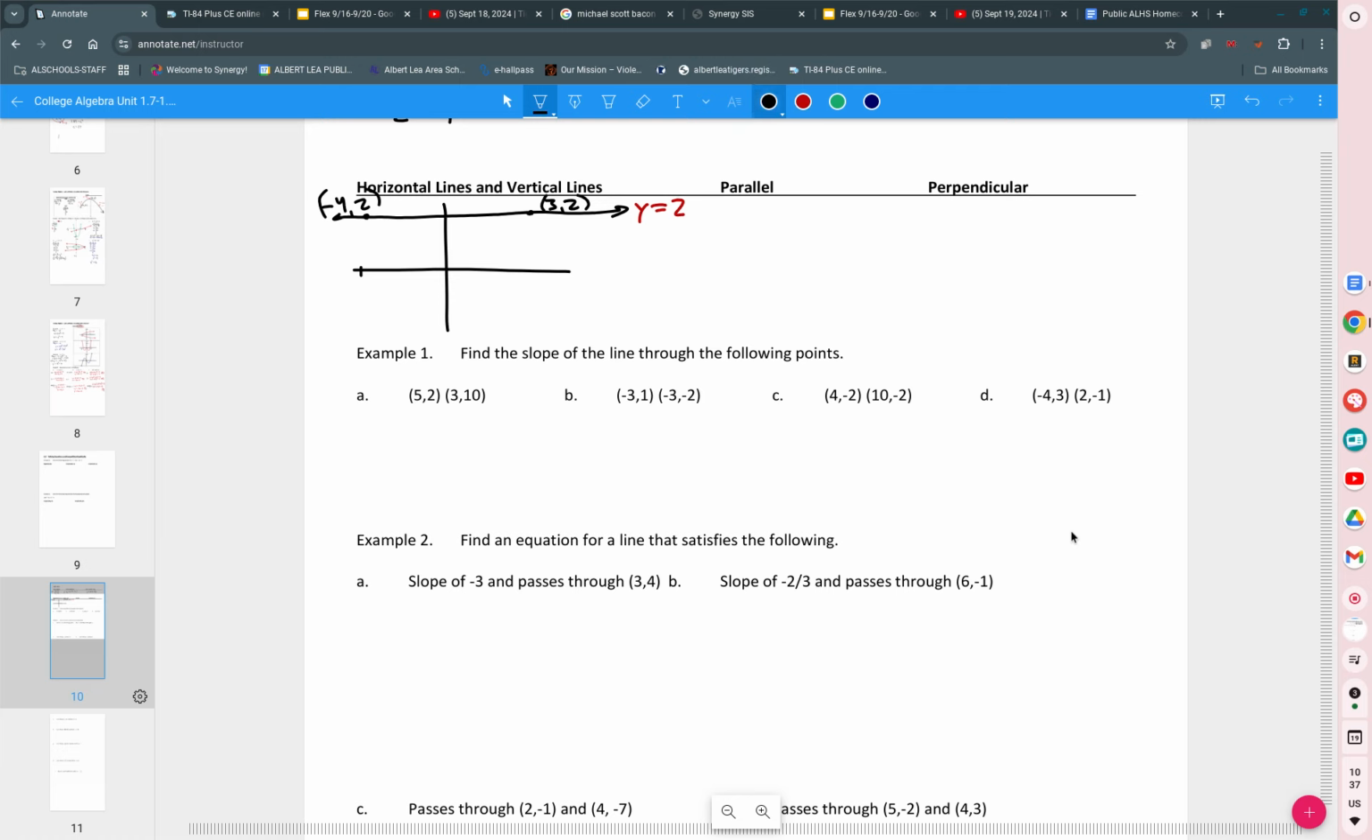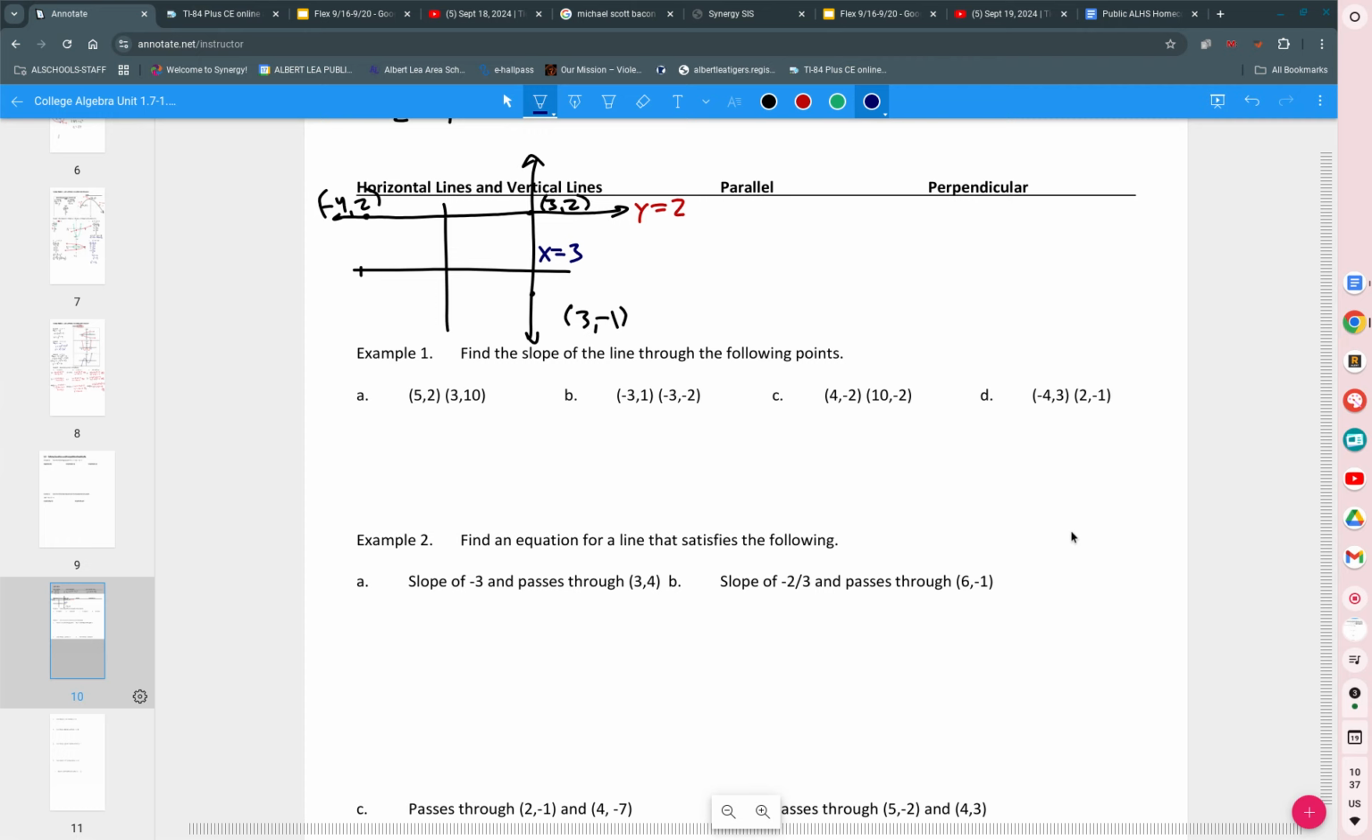So if I also plotted a point here, say I plotted 3, negative 1, and I drew a vertical line, notice what stays the same on those points, the x's or the y's. The x's stay the same, so therefore the vertical line has the equation x equals 3. You will have moments during this class where you wonder why a horizontal line is y equals and a vertical line is x equals. This is the reason. It's just how it goes.